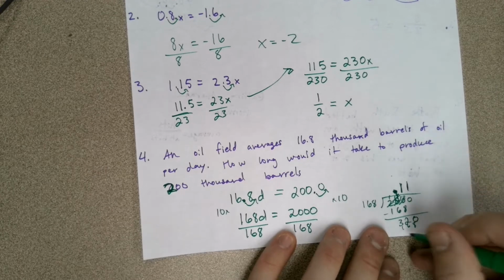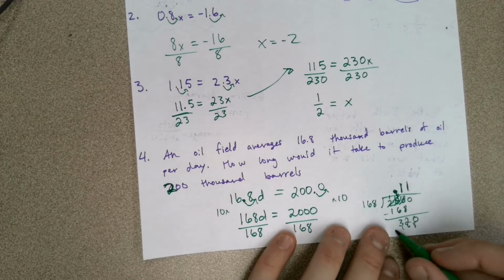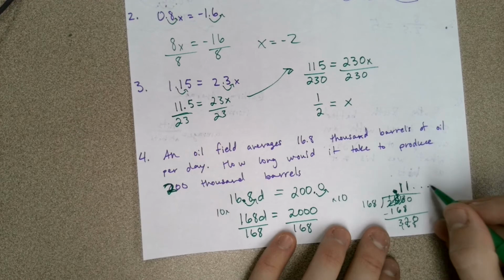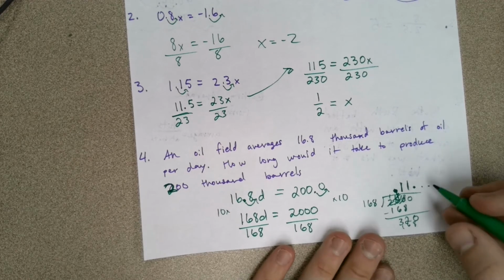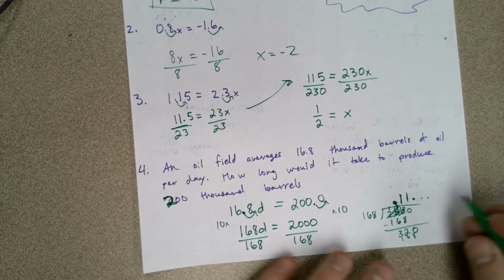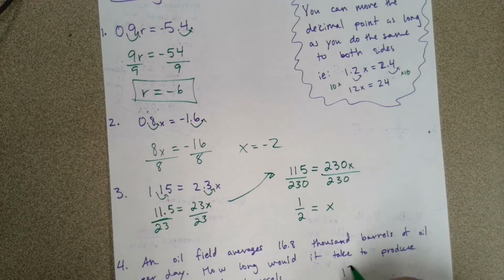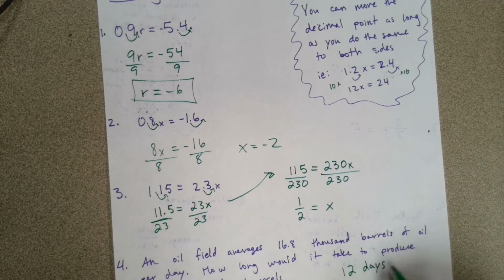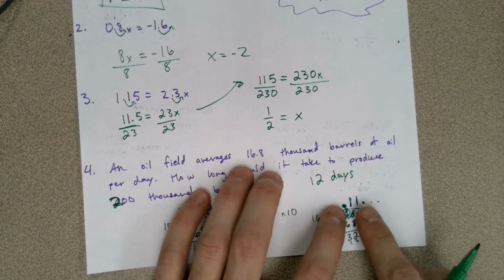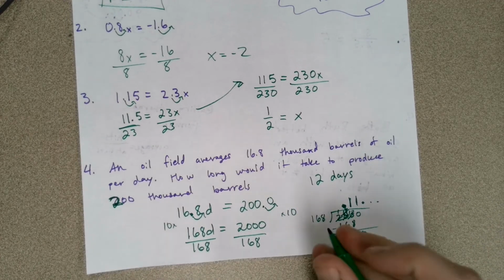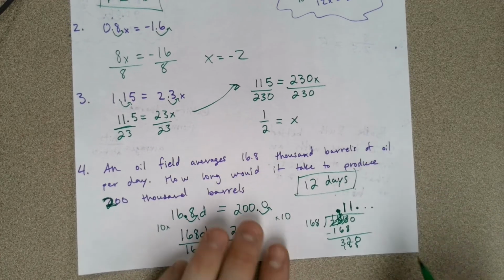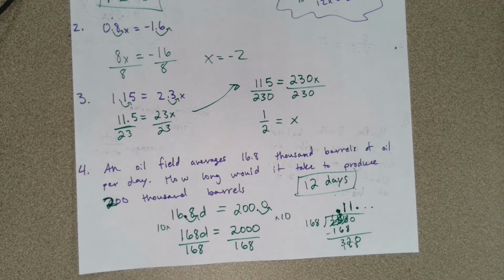I know this is going to be a decimal now because I don't have anything left. So I know it's going to be 11 point something. I know it's going to take more than 11 days. So I know that it will take, at the very minimum, 12 days. I figured out that because it's going to be more than 11. So it'll take at least 12 days. It'll take more than 11 days, but it won't take a 13.